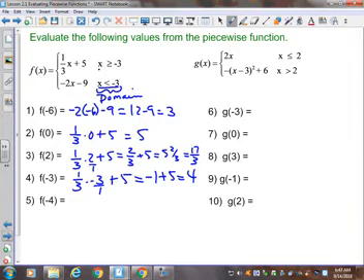And then the last one, negative 4. If you plug that in, negative 4 is less than negative 3, so you want the second equation. You plug in your negative 4. That'll give you 8 minus 9, which is negative 1.